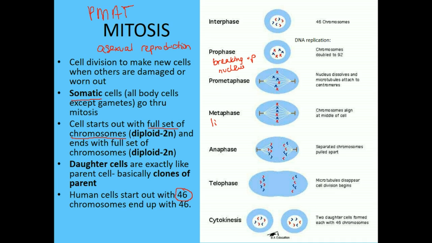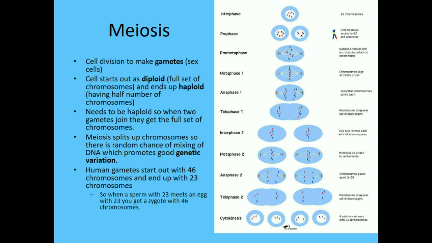Metaphase, they line up in the middle, they being the chromosomes. So the chromosomes are going to line up in the middle. Anaphase, they're pulled apart. The chromosomes are pulled apart. And then finally in telophase, the nucleus starts to reform. And cytokinesis, this is something that's not necessarily part of the whole PMAT thing. It happens basically at the same time as telophase. Cytokinesis is when the cell actually splits. Okay? So that's mitosis.